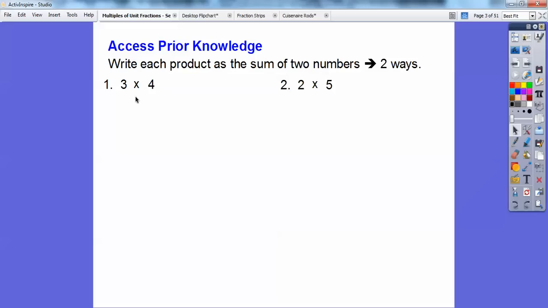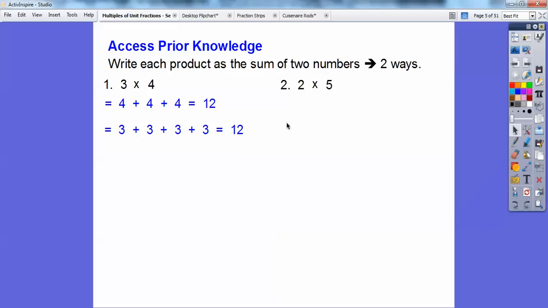Okay, so 3 times 4. I can represent this as 3 groups of 4 added together. So it could be 4 plus 4 plus 4. 4 plus 4 is 8, 8 plus 4 is 12. Remember that, you guys? 3 times 4 is just 4 plus 4 plus 4. It said two ways up there, so let's do it the other way. I can do 4 groups of 3. So 3 plus 3 plus 3 plus 3, that also equals 12. 3 plus 3 is 6, 6 plus 3 is 9, 9 plus 3 is 12.